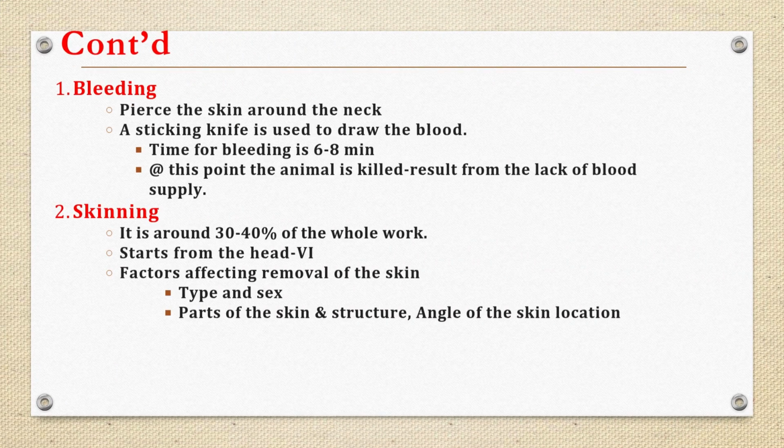Following this, the next step is bleeding. Here, the skin around the neck is pierced, and a special sticking knife is used to draw the blood. The time for bleeding is typically 6 to 8 minutes. At this point, the animal is killed, a result from the lack of blood supply to the brain. Now let's talk about skinning. This process can account for around 30 to 40% of the whole work involved. It starts from the head, again under veterinary inspection. Several factors affect the removal of the skin, such as the type and sex of the animal, the specific parts of the skin and its structure, and the angle of the skin location.